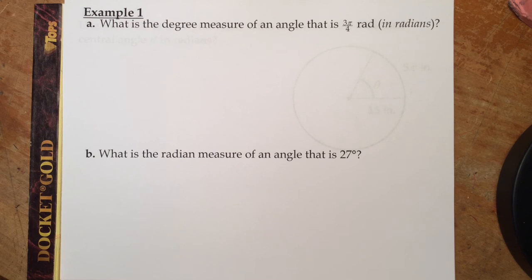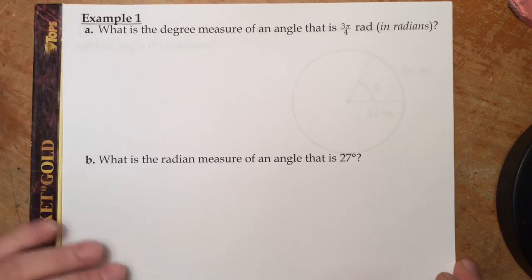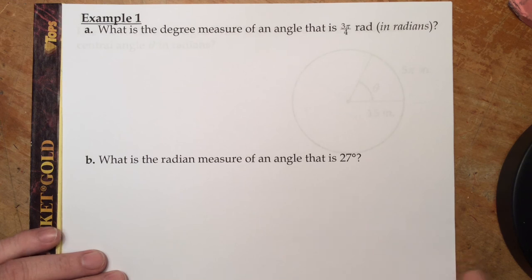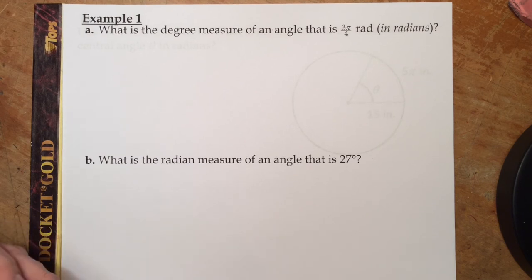Recall from the notes that there's two ways to measure angles, two different measurement systems. There are degrees, which you're probably used to, and radians, which we just introduced. Many times we have to convert from degrees to radians or radians to degrees. So in this problem, that's what we're doing. In this particular one, we're going from radians to degrees.